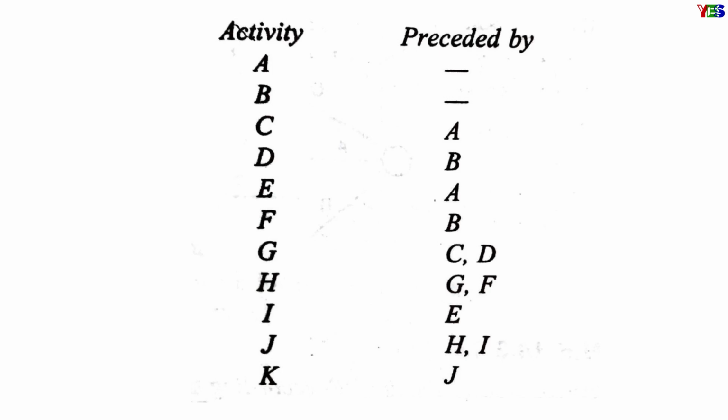Now let's draw the network diagram for this set of activities. Here we will represent activities by arrows and events by circles. Since A and B are free to start, we will begin the drawing from these two activities. So draw a circle for an event and make an arrow for activity A and another arrow for activity B.